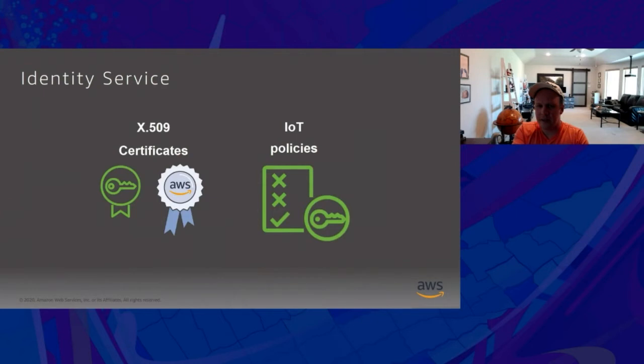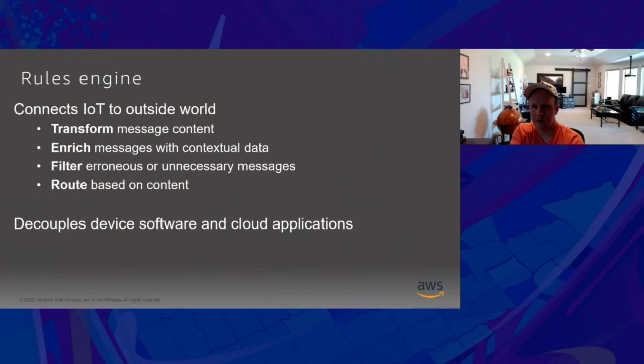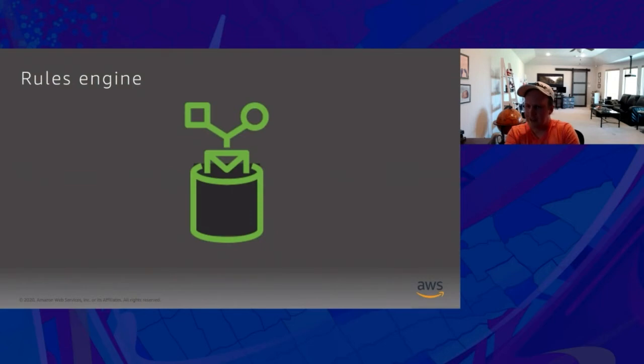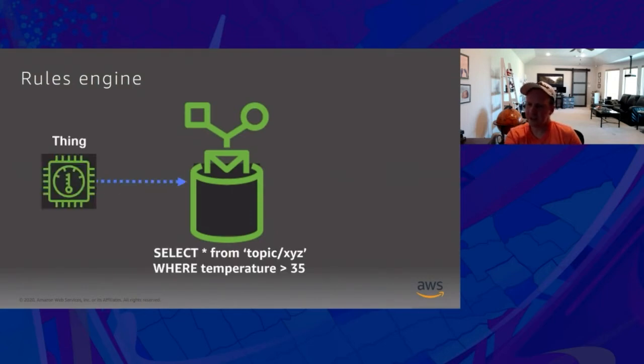The identity service inside of AWS IoT Core is going to be based on X.509 certificates. We also have the ability to craft fine-grained IoT policies to control which devices have access to what. The rules engine is one of the capabilities we're going to be using today. It gives us the ability to transform, enrich, filter, and route the traffic that flows into IoT Core. What that looks like is we have IoT Core configured and our device uploading data. You're going to write a SQL query to essentially filter the data. Today we're going to write a simple SQL query. In this example, we'll say select all the attributes from this message that came into topic XYZ, but only select where one of the attributes, temperature, is greater than 35.